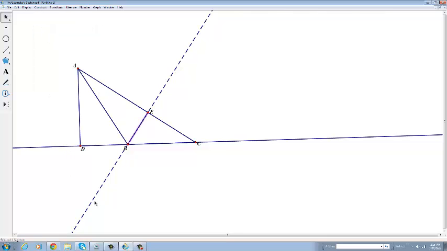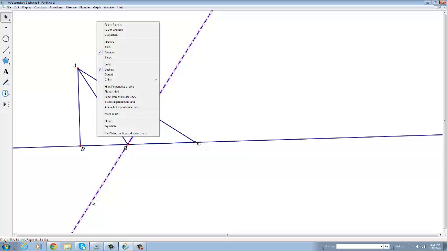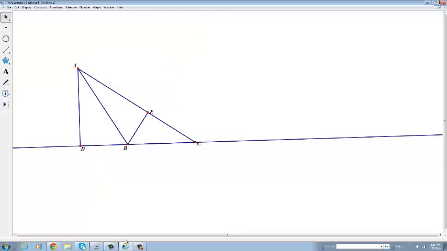If I want to get rid of the line, I'm going to unhighlight the segment and come up to highlight the line and right click and hide perpendicular lines. So I have the altitude BE in the interior of the triangle. This one in the exterior. The third altitude would be from AB to E.